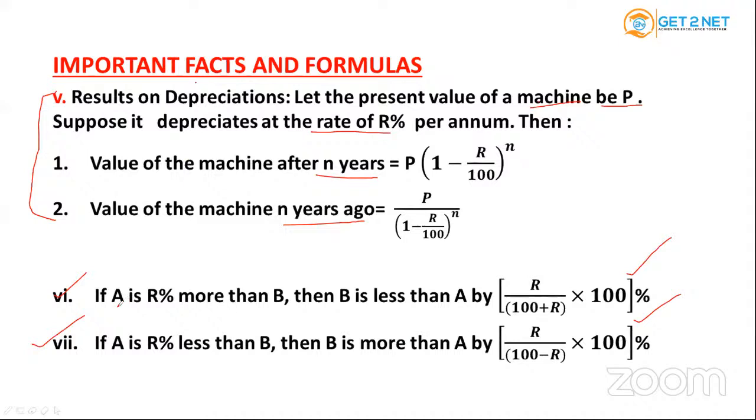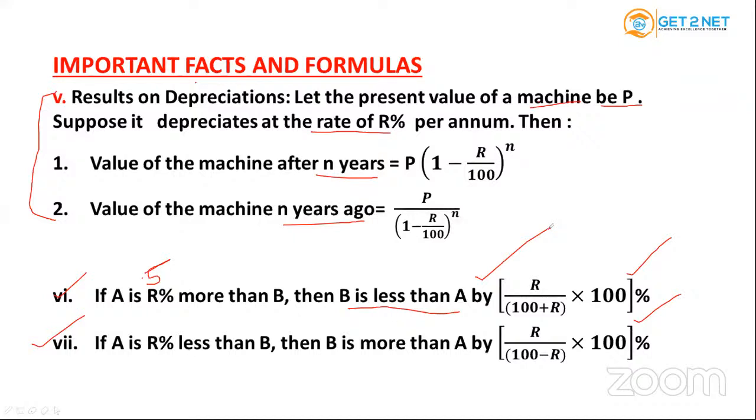There are two numbers. If A is R% more than B, let's say A is 20 and B is 10, or you can say if A is 5% more than B, then how much percent is B less than A? We cannot say 5. It won't be 5. So this we can find out by this formula. Clear about the different formulas?